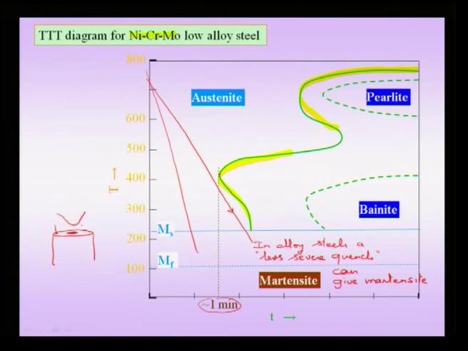Therefore, such problems can be alleviated to a large extent by using an alloy steel, in which case my TTT diagram has moved to the right hand side. So, this is the direction in which the TTT diagram has moved. Now, for instance, what is the reason that this TTT diagram is moving to the right?